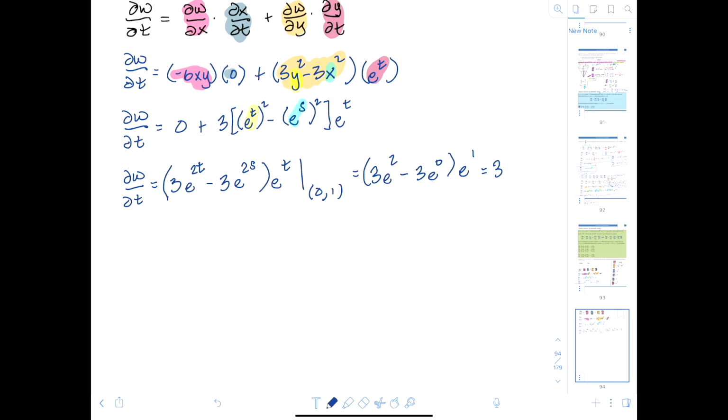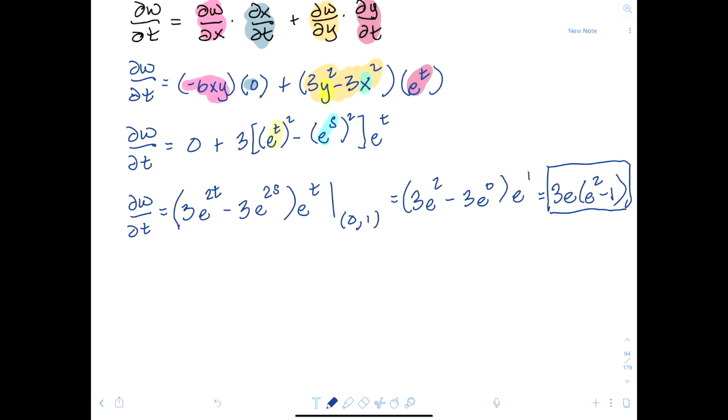And I can factor out, well, what do we have? We have a 3, a 3e times e squared minus 1 when we pretty it up a bit. Cool, cool? All right. So there we go.